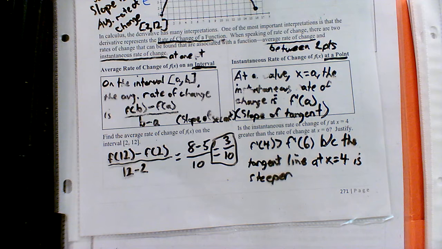Any questions so far about the difference between the average and the instantaneous? One's with 2 points, the other is with 1 point.